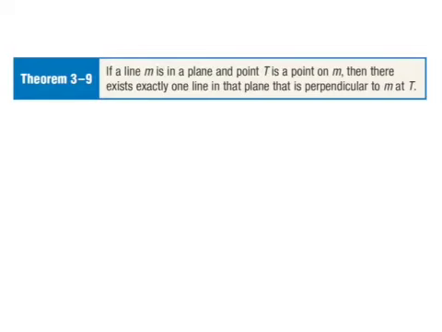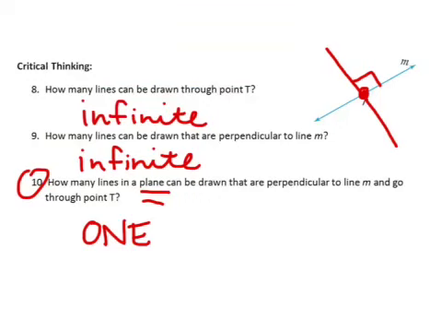So again, let's consider our previous observations. Although we have an infinite amount of lines that can go through T and an infinite amount of lines that are perpendicular to T in different planes, we can specifically say that there is only one line perpendicular to T in one plane.